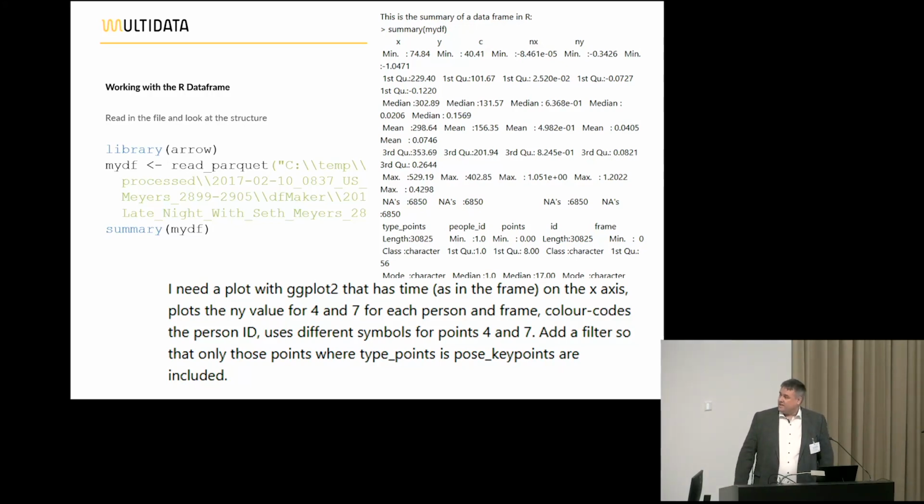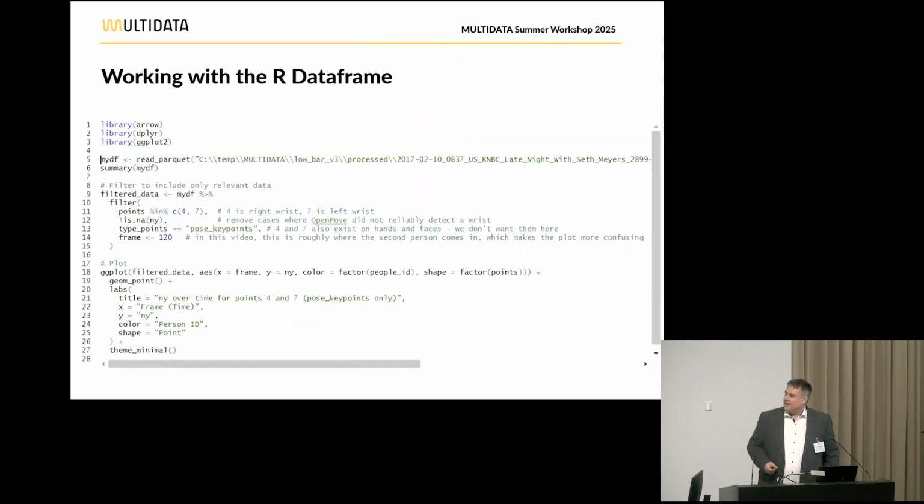For each person in frame, color code the person ID, and use different symbols for points 4 and 7. Add a filter so that only those points where the type is pose key points are included, so I'm not interested in 4 and 7 from the face key points. That's what I give it, and ask and there shall be given. ChatGPT gives me a complete program that I can use.